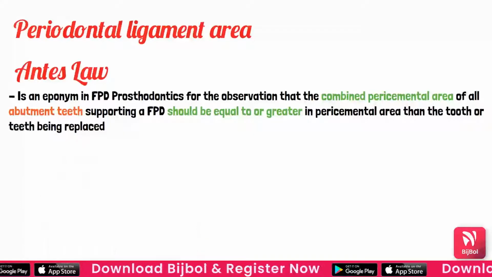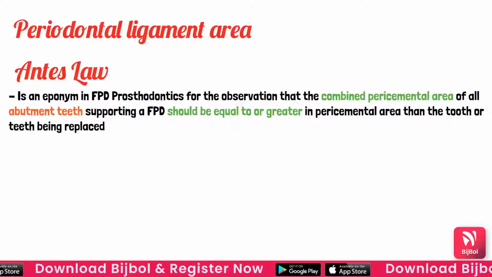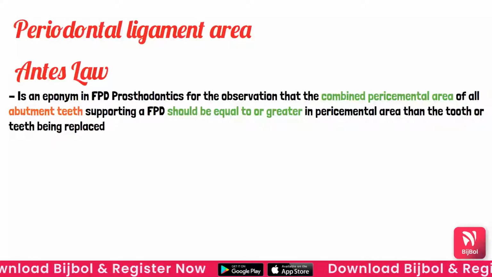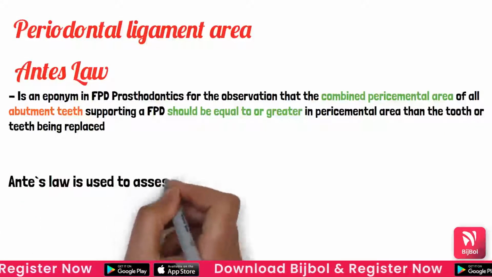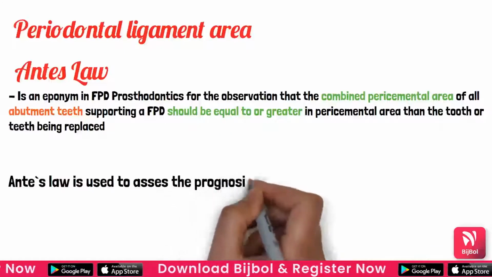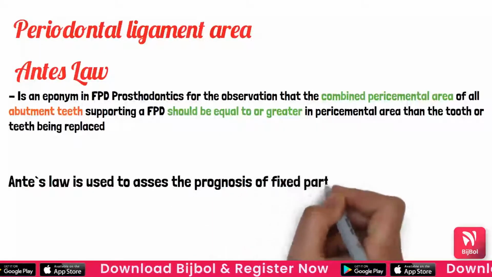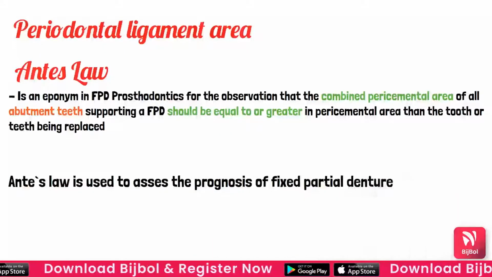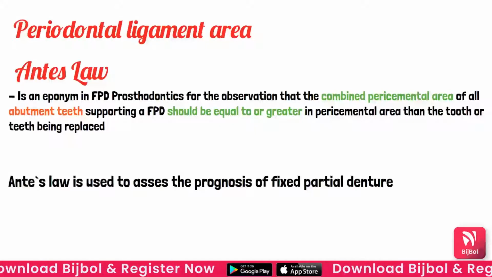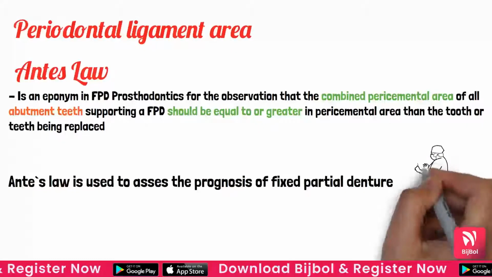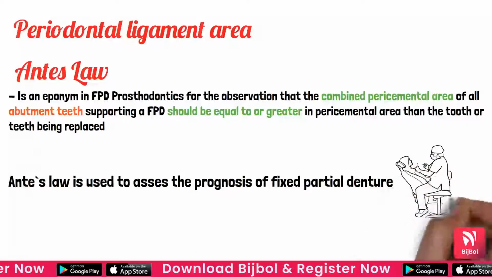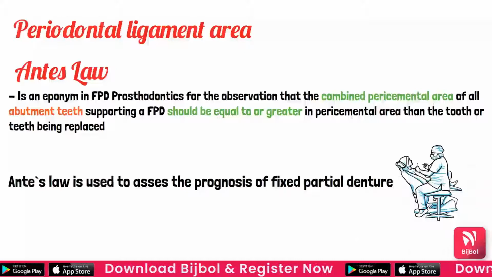Suppose you are replacing one tooth or two teeth. The abutment teeth should have more perisegmental area than the tooth or teeth which are being replaced. Now, Ante's law is used to assess the prognosis of the fixed partial denture. It is the main useful tool in assessing the long-term prognosis of a fixed partial denture. So if you assess it right, you can always tell the patient about the prognosis.